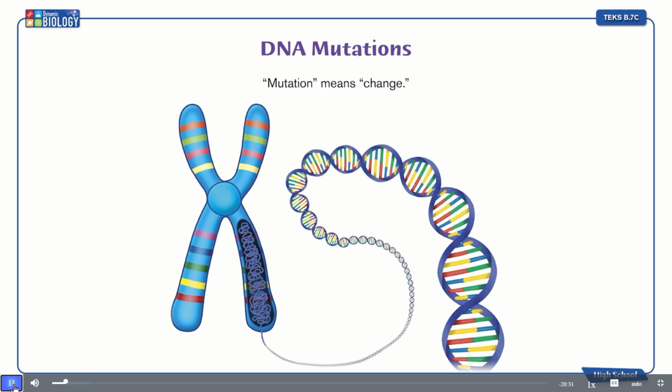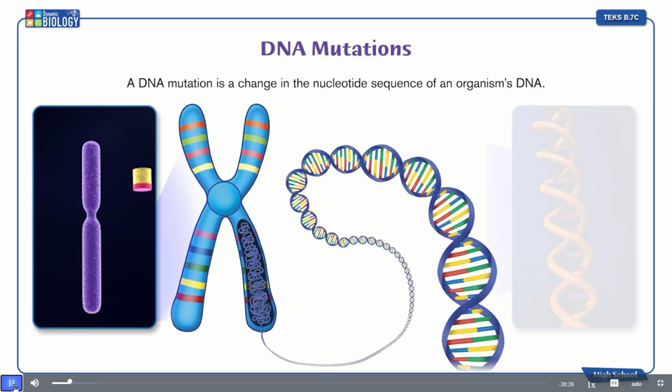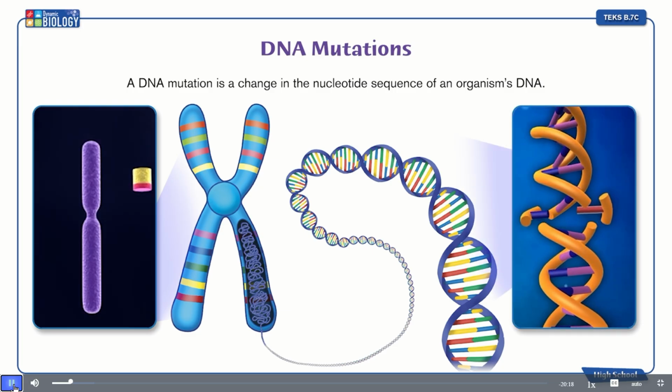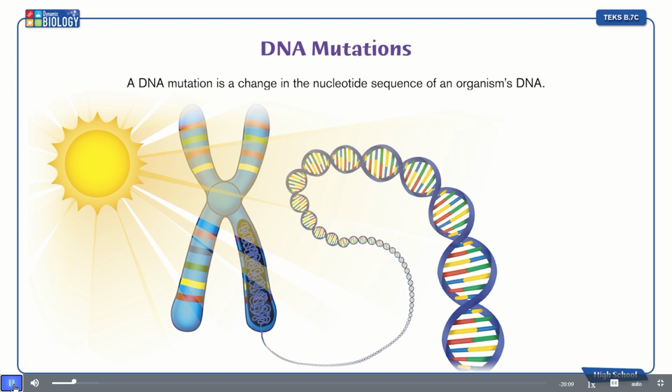Mutation means change. What is a DNA mutation? A DNA mutation is a change in the nucleotide sequence of an organism's DNA. DNA mutations can have a variety of causes, including environmental factors called mutagens. For example, the sun's rays can be a mutagen. Extended exposure to sunlight can cause mutations in the DNA of skin cells.